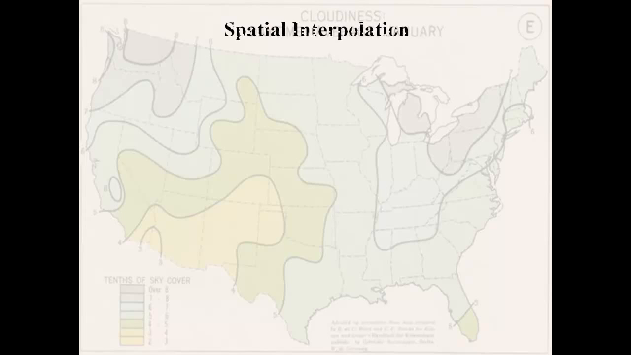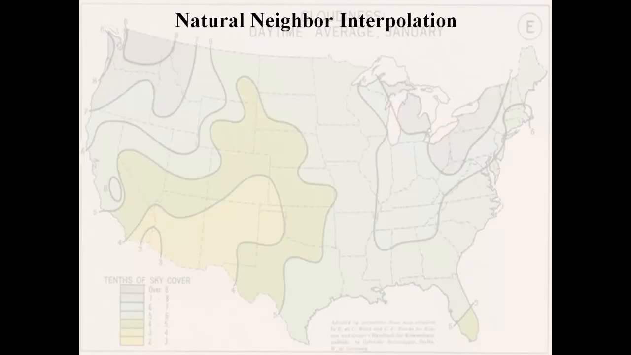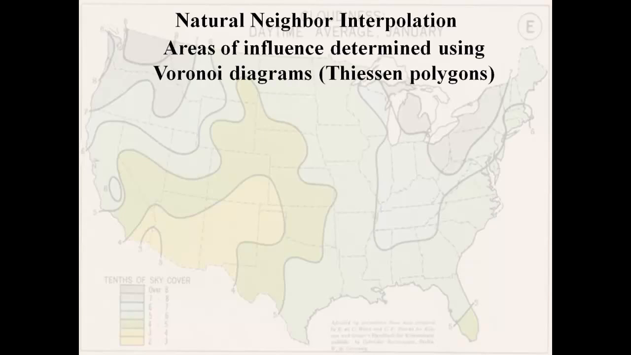Today I'm going to talk about a couple other methods. Remember, interpolation is the process of estimating values at unsampled points based upon known values at surrounding points. So we're trying to get an estimate of an unknown location, what the value might be there. Natural neighbor interpolation, that's the next method I'm going to talk about. And that has to do with using areas of influence.